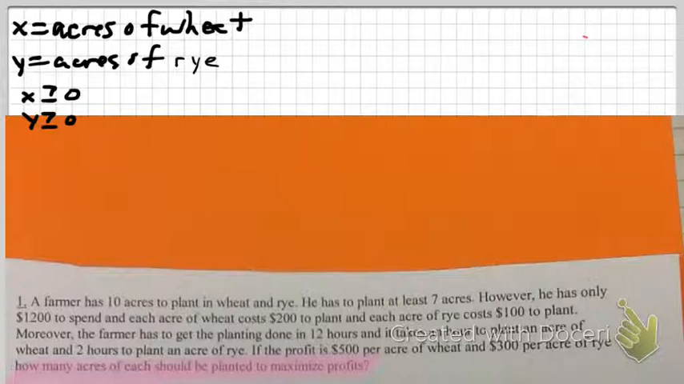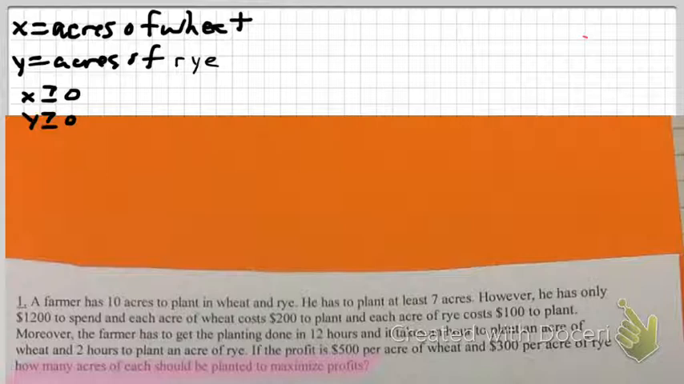He has to plant at least 7 acres, but not more than 10. He also has a time crunch. He has to get the planting done in 12 hours. And it takes an hour to plant an acre of wheat and 2 hours to plant an acre of rye.